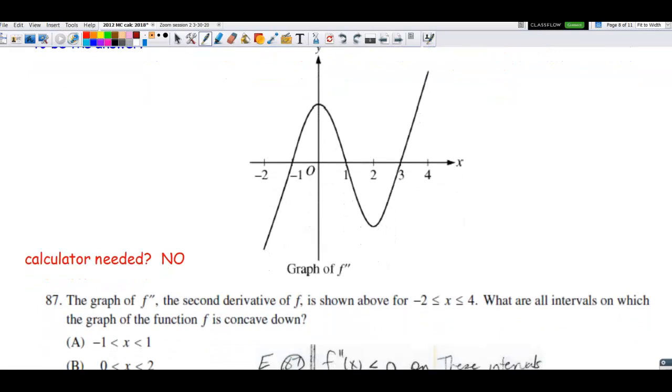Number 87, no calculator needed. We have the graph this time of the second derivative. So this is the second derivative, not the first.